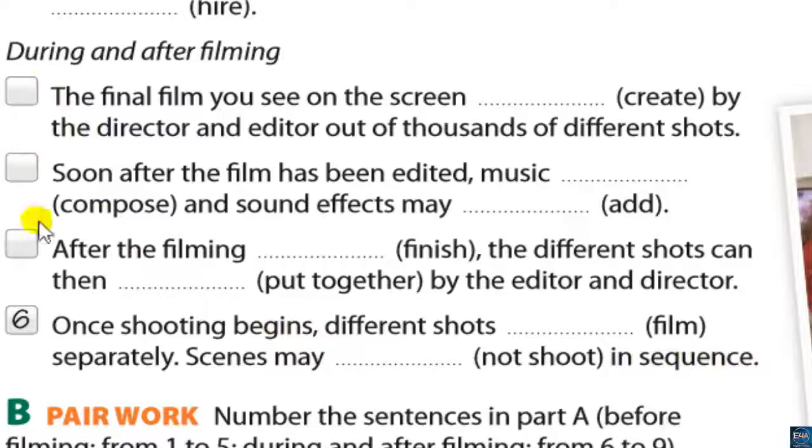Now, let's put them in order. Number 6, once shooting begins. 7, after the filming is finished. 8, soon after the film has been edited. 9, the final film you see on the screen is created. So the answer is going to be 6, 7, 8, 9.